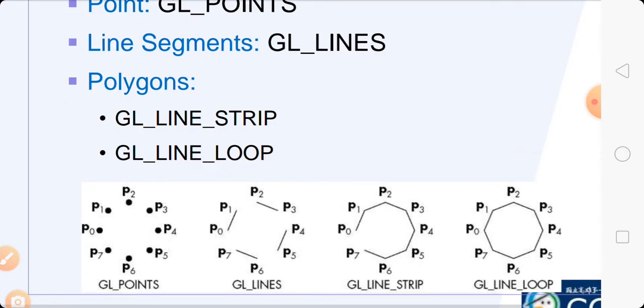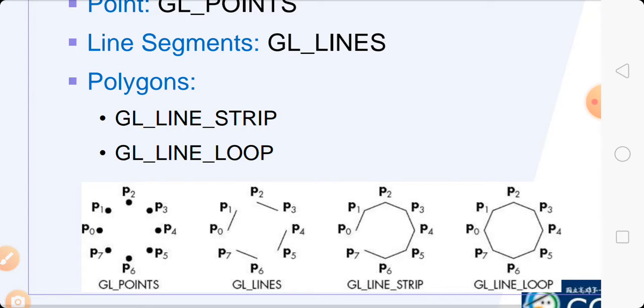GL_POINTS is nothing but a set of points. You can see here p1, p2, p3, p4, p5 are separate points, meaning these are all vertices. Okay, GL_LINES is a line segment. It starts from p0 and ends on p1, then p2 to p3, p4 to p5, p6 to p7. These are the GL_LINES.